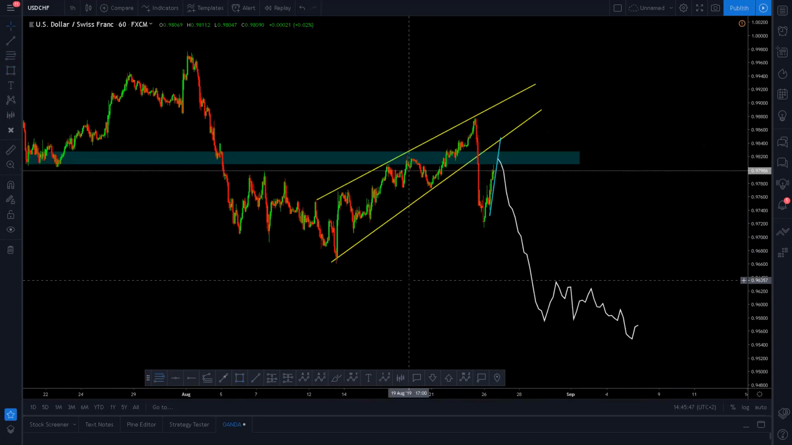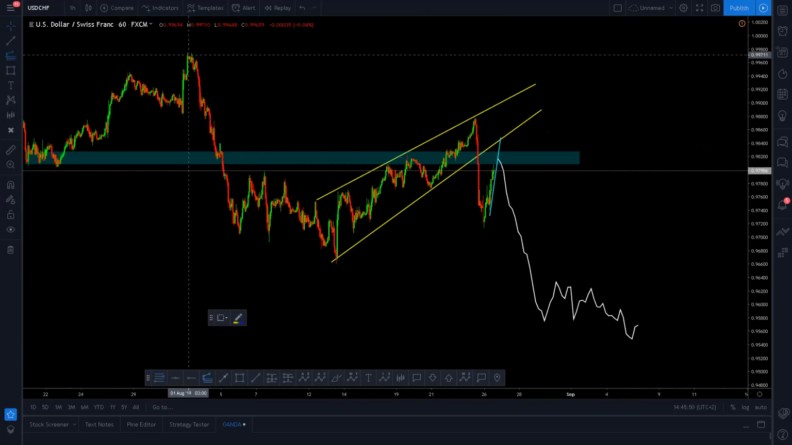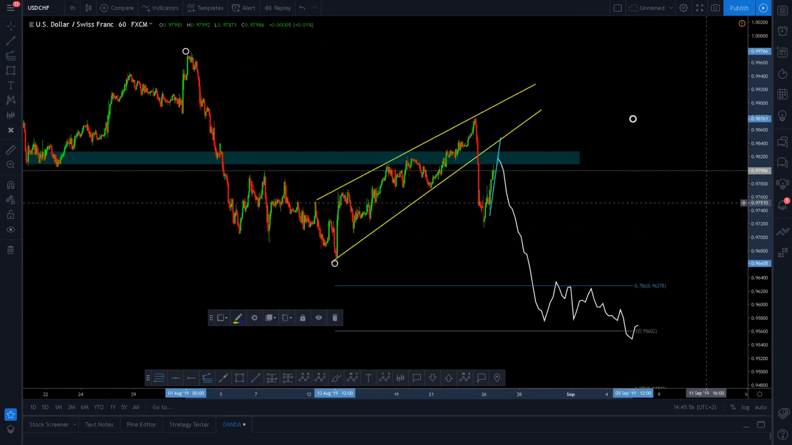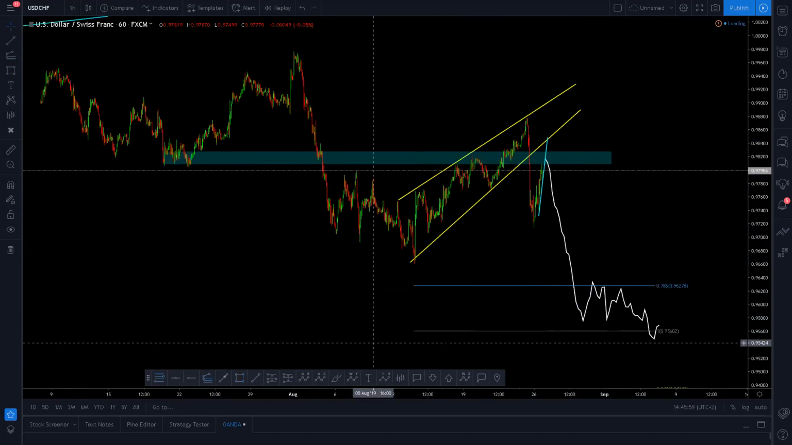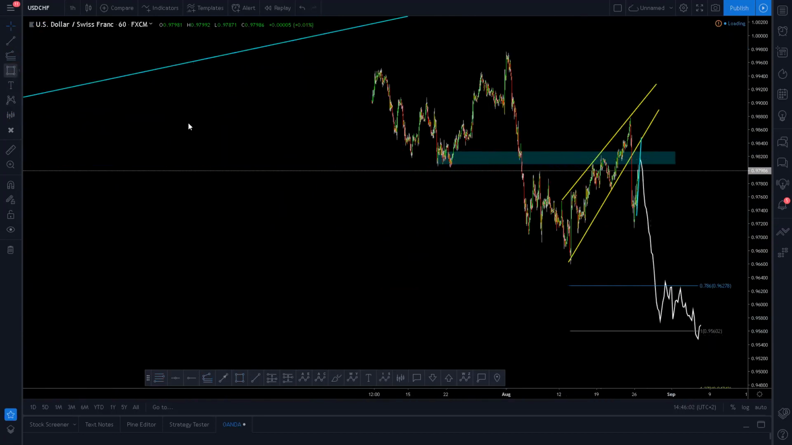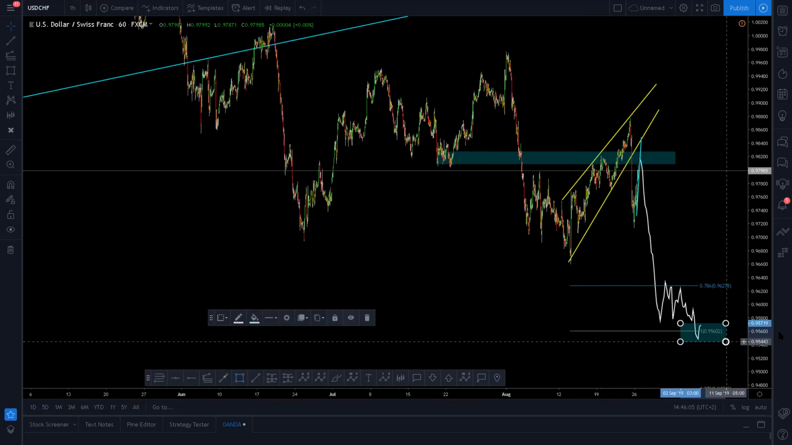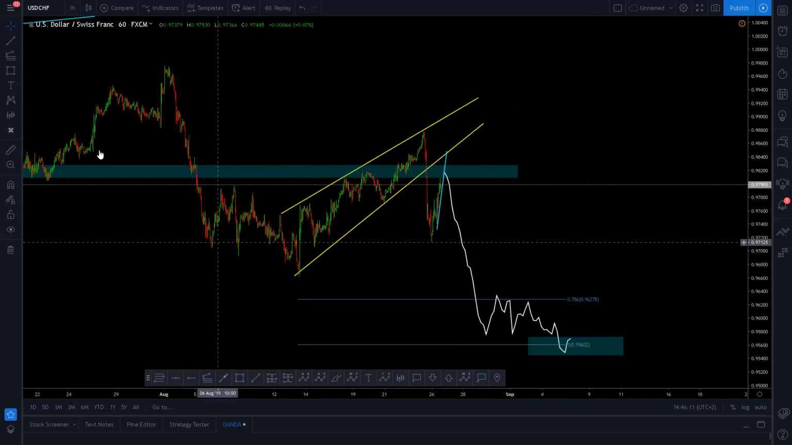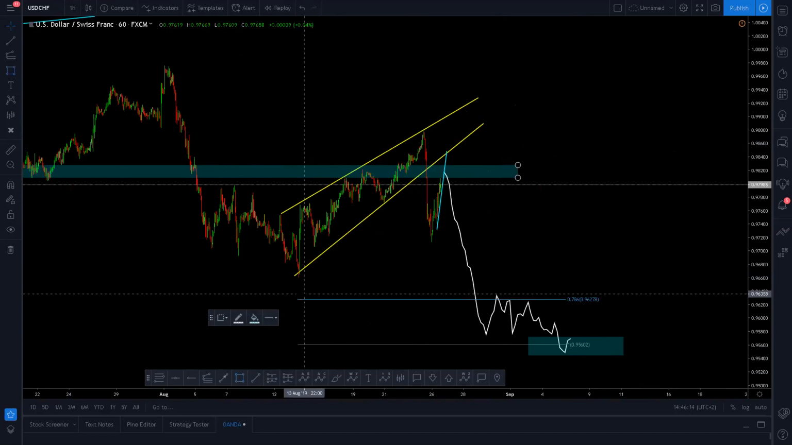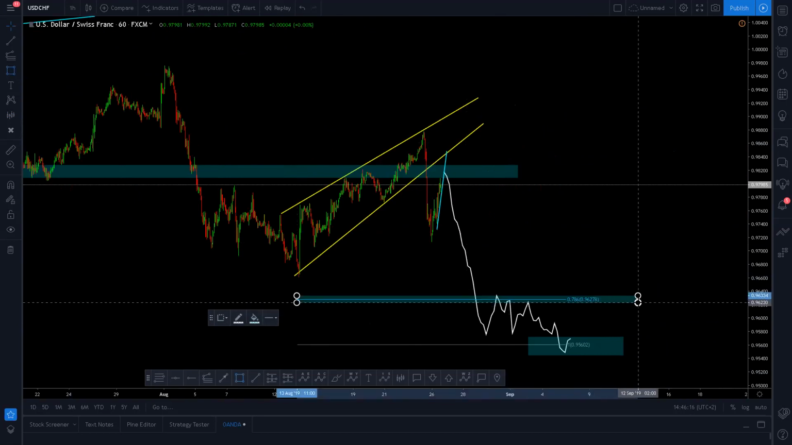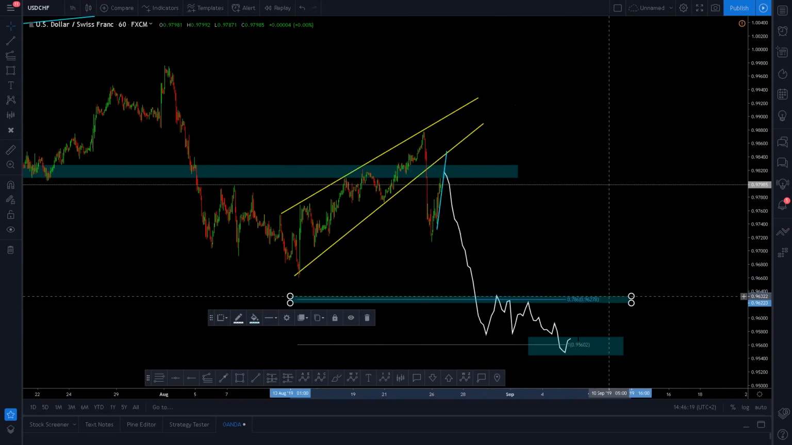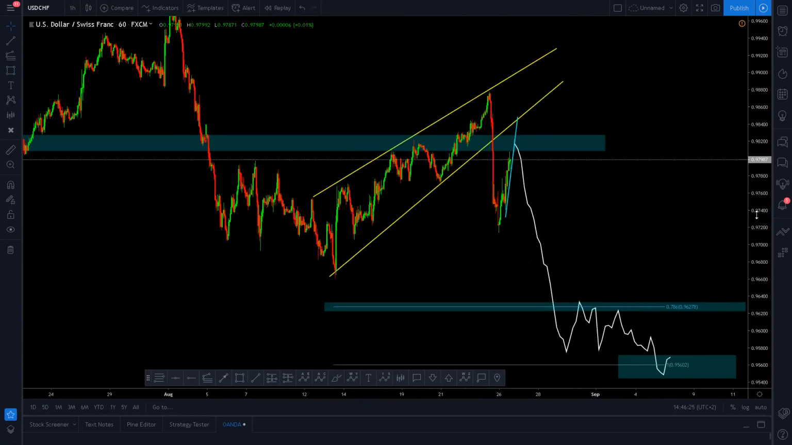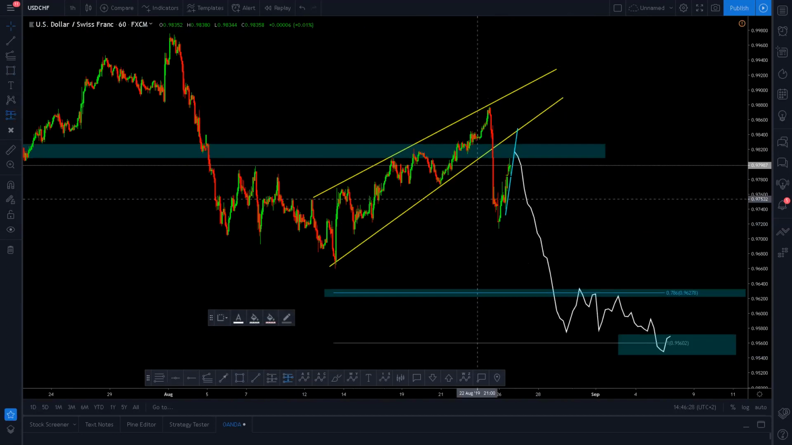For our target, we can just pull our fib expansion, pull from there to there like this, and you can see our 100% level is right there. So our target will be around 0.956. But your first target will be 78.6. The 78.6 usually has a higher probability of getting hit than the 100%. So this is what our trade looks like.